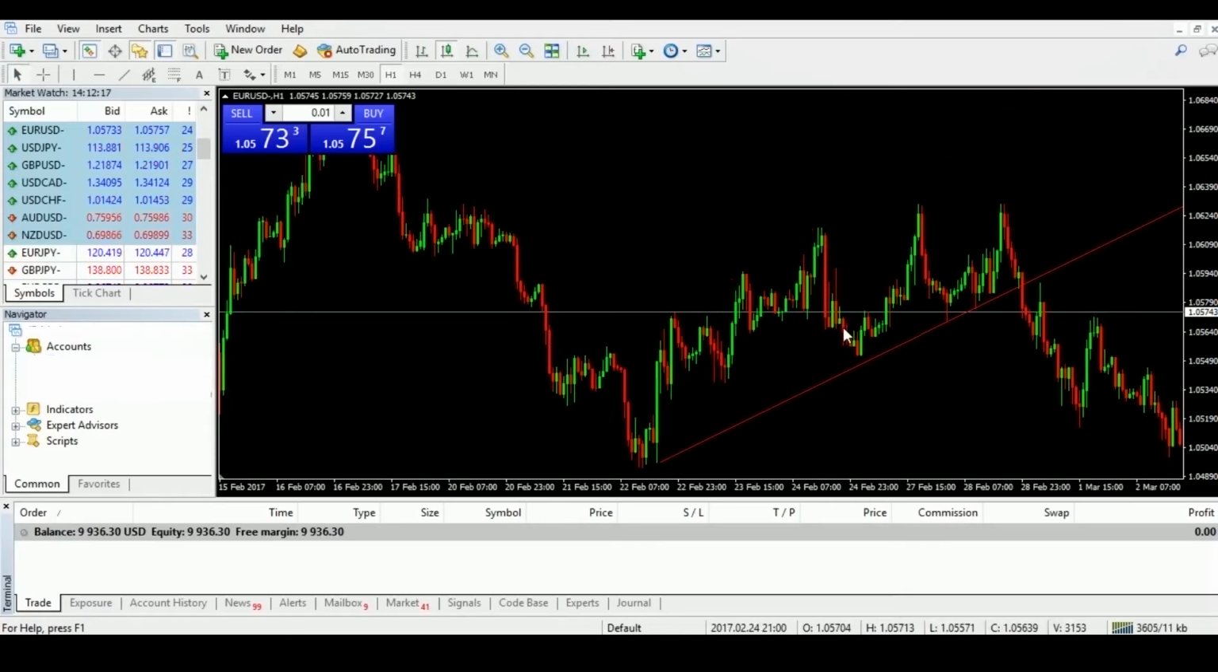Now that is all for diagonal support and resistance. You just need to go back and practice plotting these lines. Remember, 2 points that meet form support and resistance.